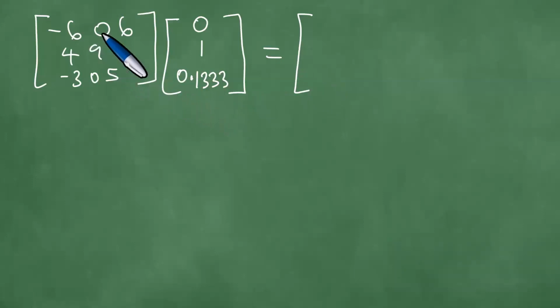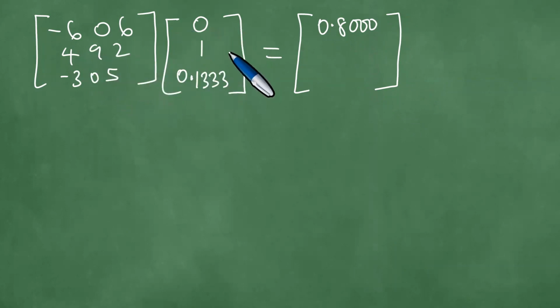So if you multiply minus 6 by 0, you get exactly a 0, 0 by 1, you get a 0, and 6 by these, which is 0.8123. Like this. Then you do row by column multiplication, which means 4 by 0, 0, 9 by 1 is exactly 9 plus 2 by this. Okay, that gives us exactly 9.2667.